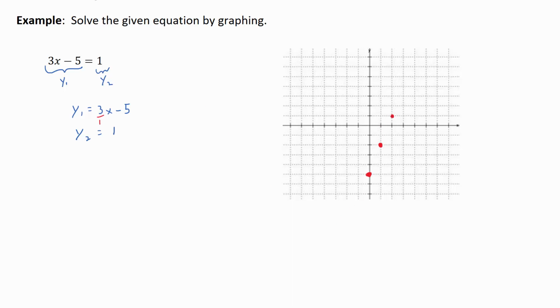Get out a ruler. I'm going to get my draw tool here and connect the dots. Here I've got to be a bit more careful. I can't just make the dot bigger like I have in the past. I need to be a bit more precise. There we go. That's the first line, y equals 3x minus 5. The second line, y equals 1. We know that that's a horizontal line going through 1 on the y-axis. So let me graph that.